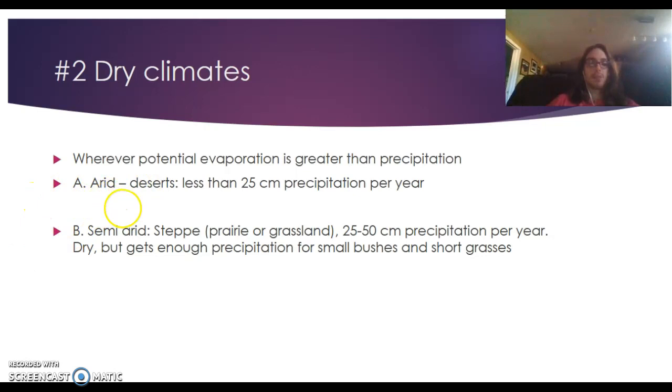And then the second one is semi-arid. A semi-arid climate is going to be a steppe. Steppes are mostly in Europe and Asia. In North and South America, we call them prairies or grasslands. So remember that prairies are the same as steppes, and they are semi-arid climates. They are classified by having 25 to 50 centimeters of precipitation per year. They're dry, but they get enough precipitation for small bushes and short grasses.